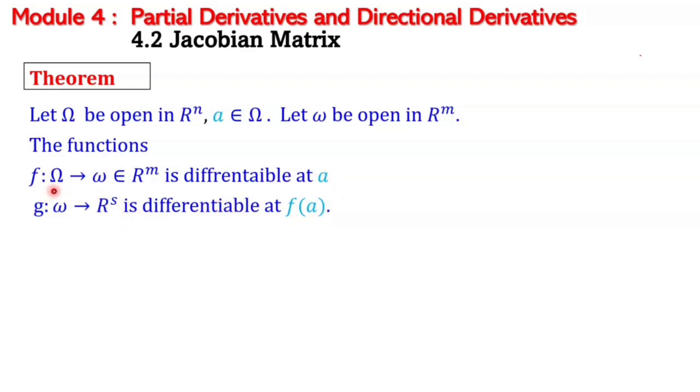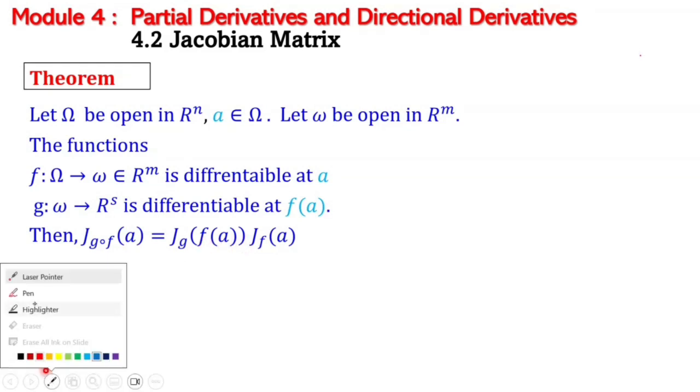Function f is from capital omega to small omega, and g is from small omega to R^s, differentiable at f(A). Then the Jacobian of the composition function g∘f at the point A is equal to the Jacobian of g at the point f(A) multiplied by the Jacobian of f at the point A. You have to understand here that the Jacobian of g will be defined at f(A).